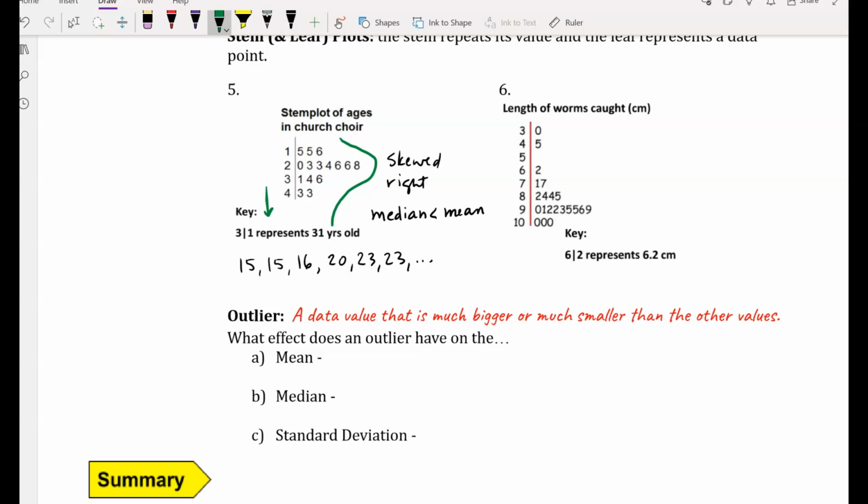On number 6, our stem plot represents the length of worms that have been caught, and then they measured them. So we have a worm that's 3.0, that's the smallest, 3.5 is the next one, and it goes all the way up to 10.0 centimeters, and there were 3 that had that length. If we lay our blanket on this, again, tilting our head to the right to read this, then we can see that the longer tail is on the left, which means that this is skewed to the left. When it's skewed to the left, the mean is pulled to the left, and it becomes less than the median.